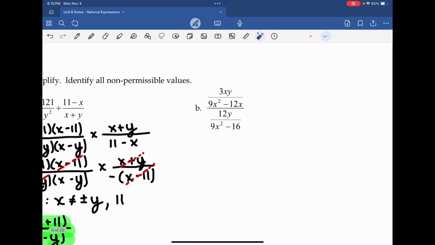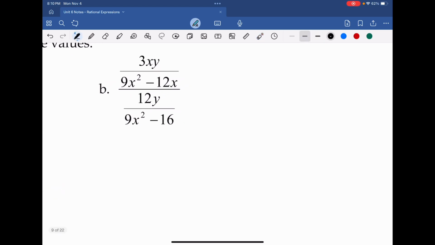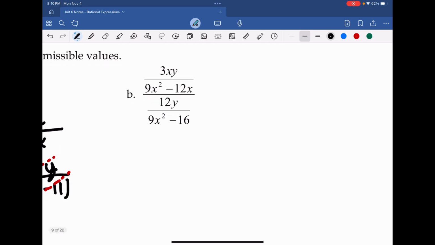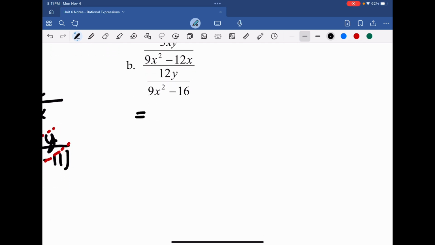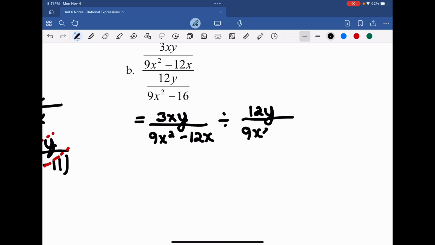Okay, let's go on to this example here, part B. Part B looks all complex, but it's because they vertically stacked it rather than putting it horizontal. So I'm going to make this look just a tiny bit nicer. What I'm going to do is write this as equal to, in the numerator, the first term is 3xy divided by 9x squared minus 12x. And then I'm just going to write it as divided by horizontally instead. 12y divided by 9x squared minus 16.